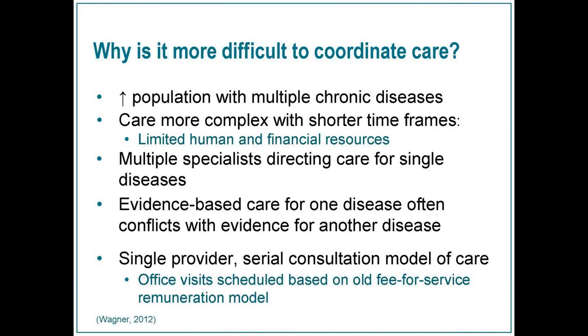And then we throw all of this into the single provider serial consultation model, where we have office visits scheduled based on an old fee-for-service remuneration model. So the thing you hear is the patients say, my doctor sees me for 10 or 15 minutes and will only deal with one problem. Well, if you take one of these complex patients and deal with one problem, that's like touching the first domino, and the others will go. So you cannot deal with one problem at a time.